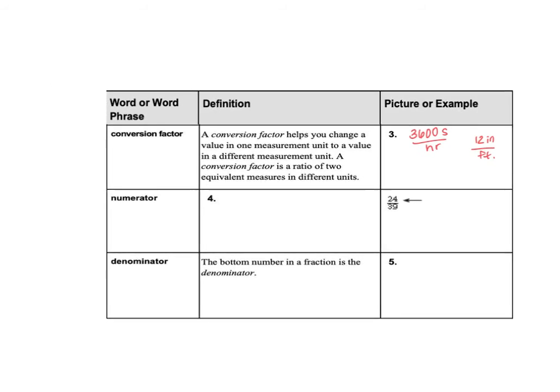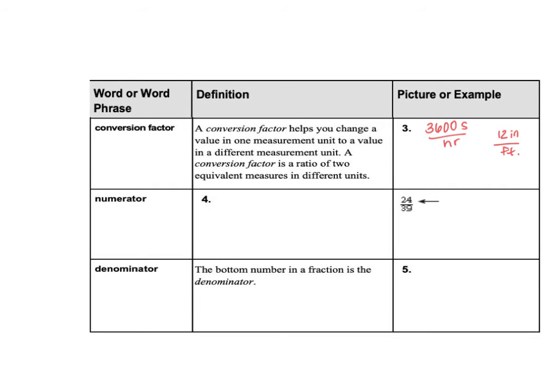All right, next we've got a numerator. Oh, and for a conversion factor, write down below, always equal to 1. The numerator is just the top number in a fraction. So for 24 over 39, the numerator is the 24. The bottom number in a fraction is the denominator. That would be the 39.